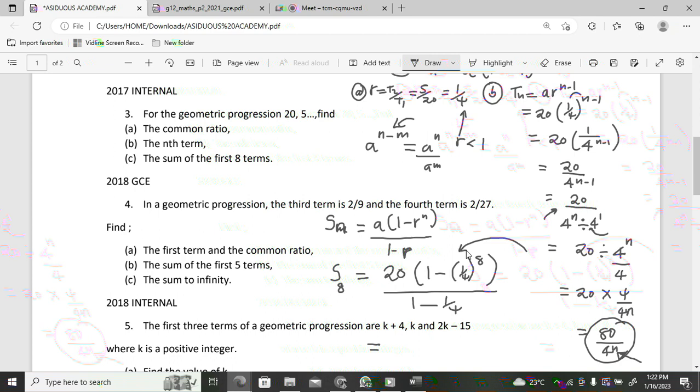This being paper 2, where you can use the calculator, I'm just going to punch this direct on my calculator. So I'll first start with what is here, to avoid confusion. So I'm going to say 1 minus, I'm going to put in brackets 1 over 4.